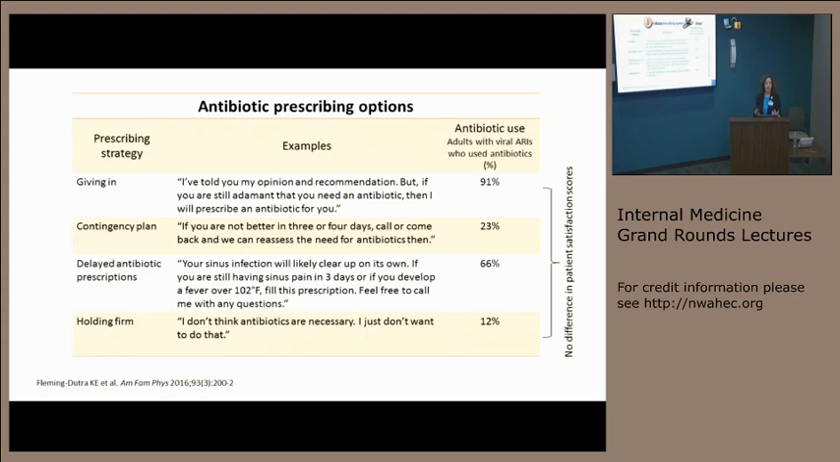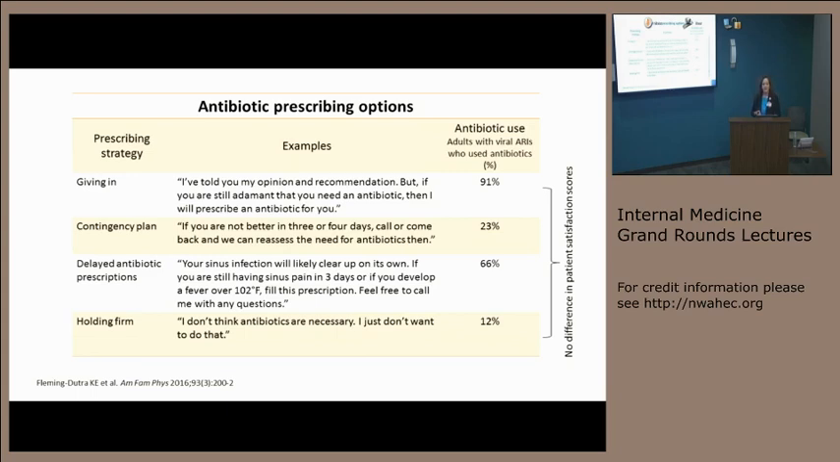So you don't think antibiotics are warranted, they really do. You can say, well, I think this is really going to improve, and so if you're not better in 3 or 4 days, then come back and we'll reassess the need for antibiotics then. And in those circumstances, only about a quarter of the patients actually ended up getting antibiotics. So that results in decreased prescribing.